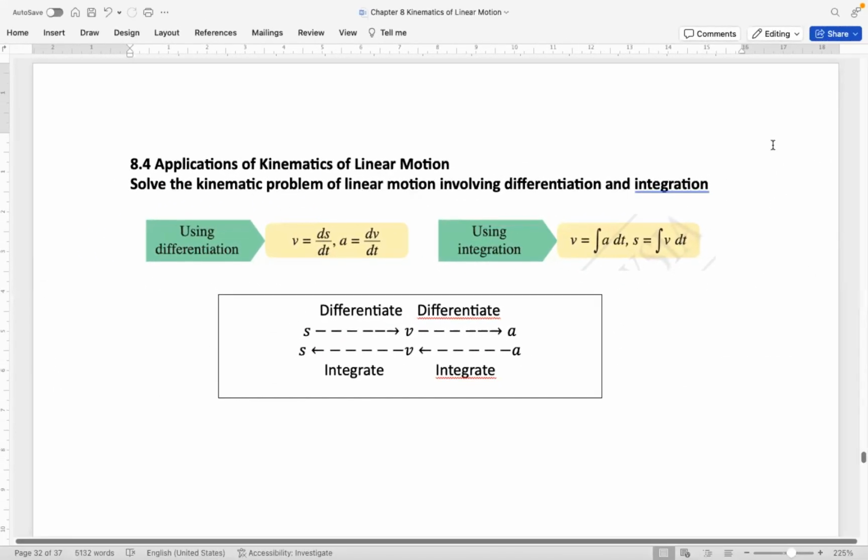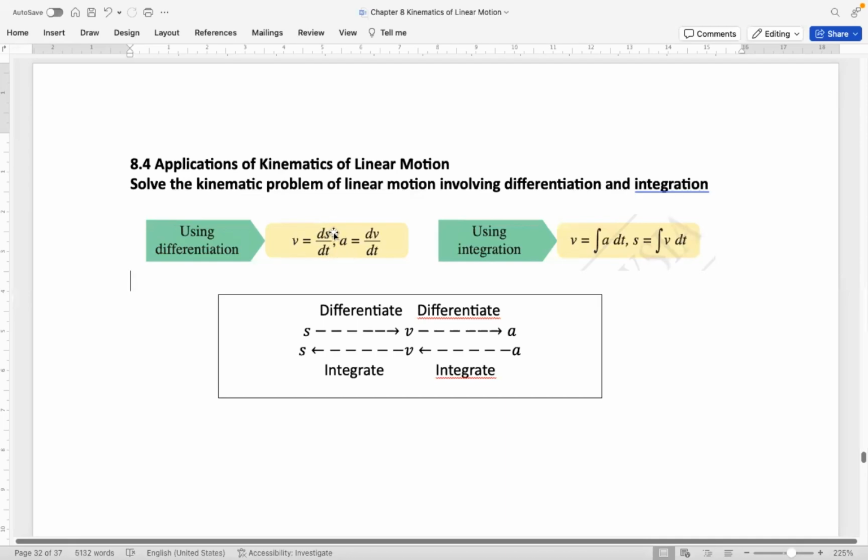Hi everyone, welcome back. In this video, we are going to learn 8.4 Applications of Kinematics of Linear Motion. Solve the kinematic problem of linear motion involving differentiation and integration. We have learned all the concepts involved in this chapter, and in this video, we are going to do more problem-solving questions later. Before that, let's do some revision.